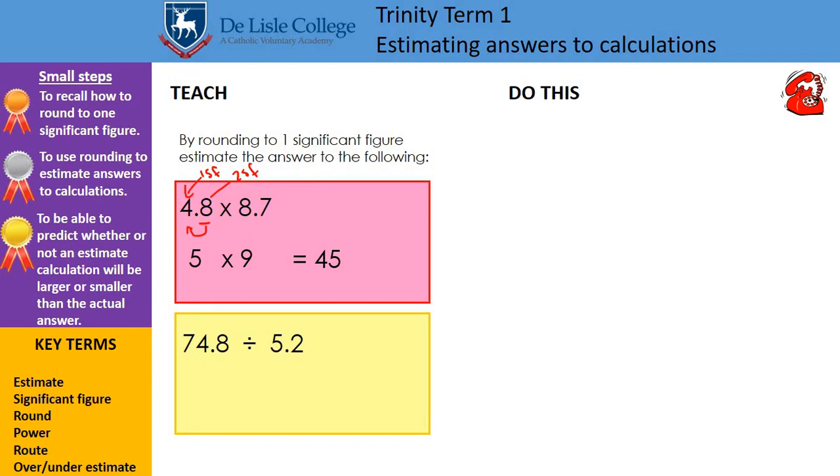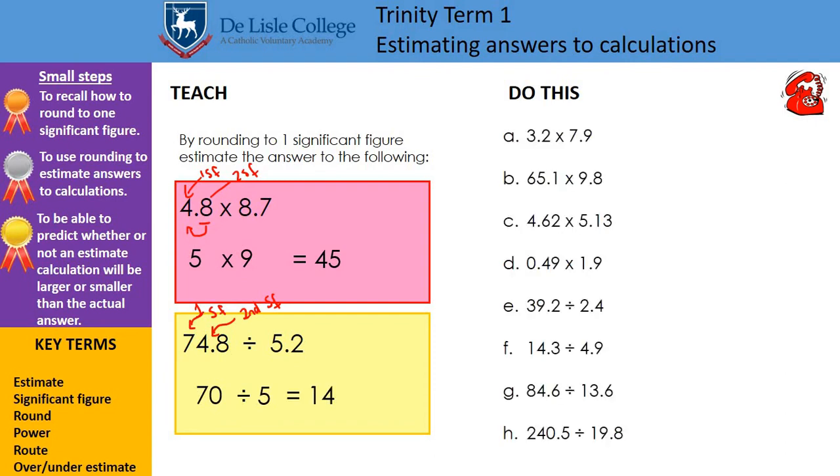Then we can do a division. So we're going to round to one significant figure. Here the 7 is the first significant figure, and the 4 is our second significant figure. That's in charge of any changes, and it's not greater than 4 because it is 4. So we actually end up doing 70 divided by 5, which we can do quite easily, and we get 14.